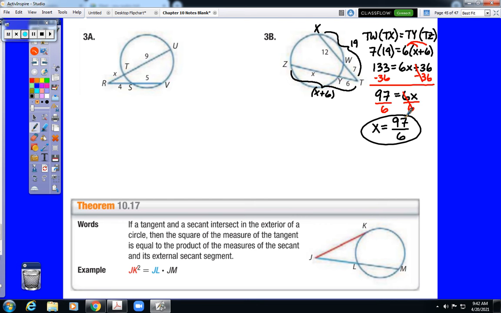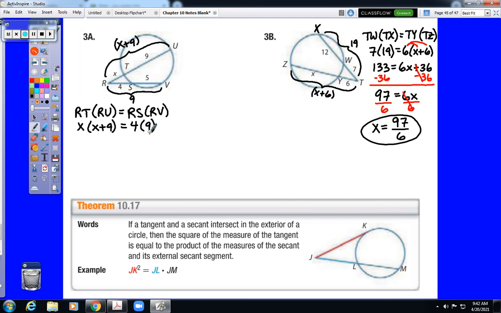All right, let's talk about 3A now. This one's a little bit more difficult. So first of all, the entire length of the bottom secant is 9. The entire length of the top secant here is x plus 9. So on the surface, this problem doesn't look any harder. RT times RU equals RS times RV. But when we go to plug those numbers in, we have x times x plus 9 equals 4 times 9.